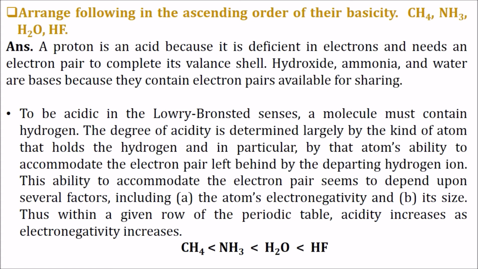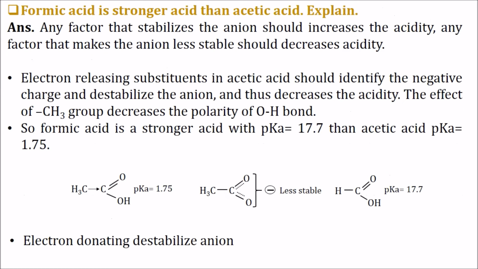This ability to accommodate the electron pair depends upon several factors, including, first, the atom's electronegativity and size. Thus, within a given row of the periodic table, acidity increases as the electronegativity increases. You can find that methane has less basicity compared to hydrogen fluoride because it has no electron pair on its carbon atom.